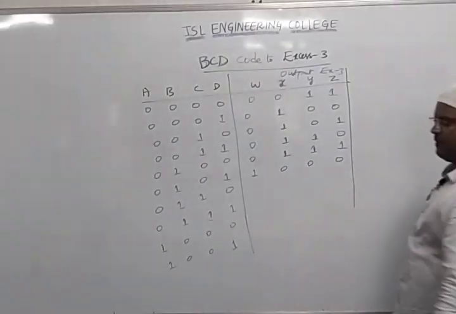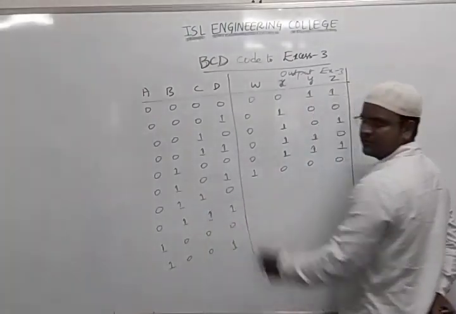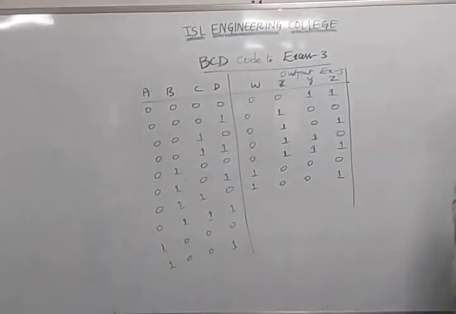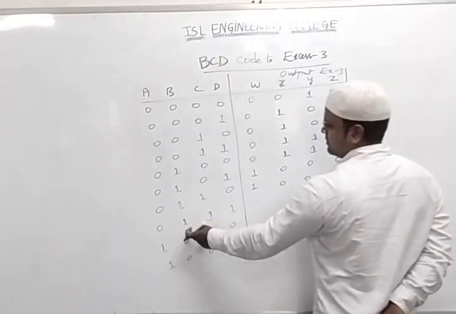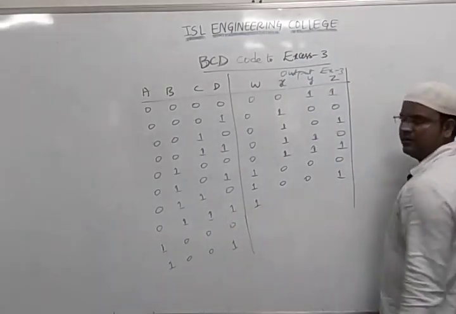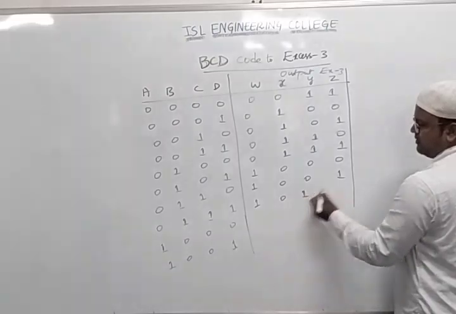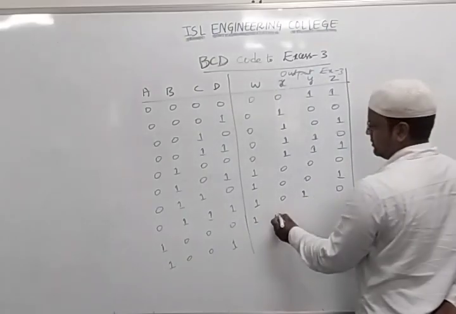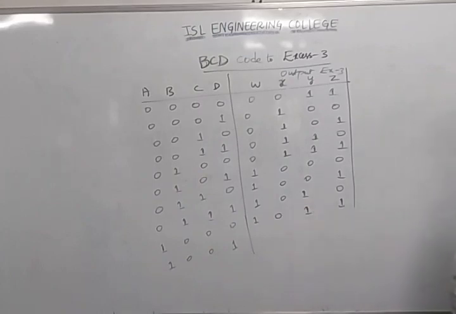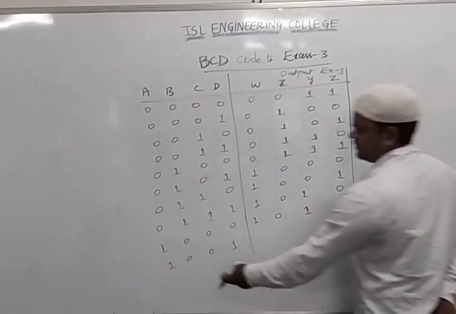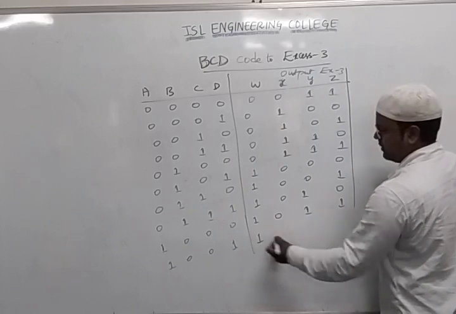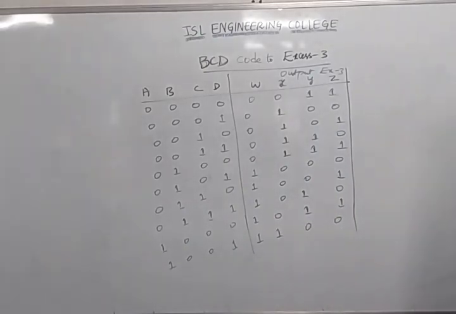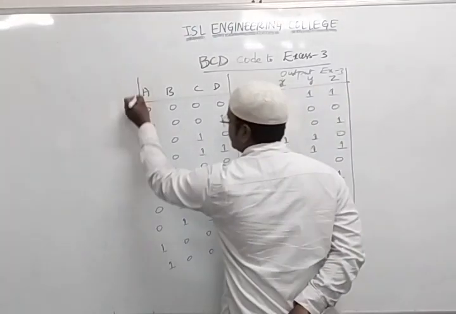Next would be 6. 6 plus 3 is 9. So 1001. Likewise we have next, this is 7. 7 plus 3 is 10. So 1010. Next we have 8. 8 plus 3 is 11. So 1011. Next we have how much? 9. 9 plus 3 is 12. So 1100. So this is the code conversion of your BCD codes into Excess-3.